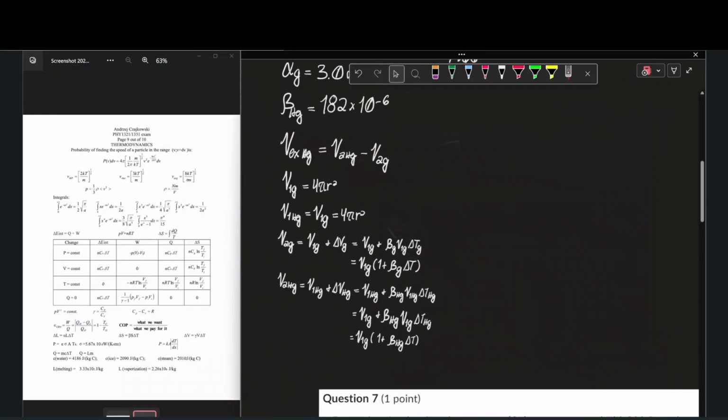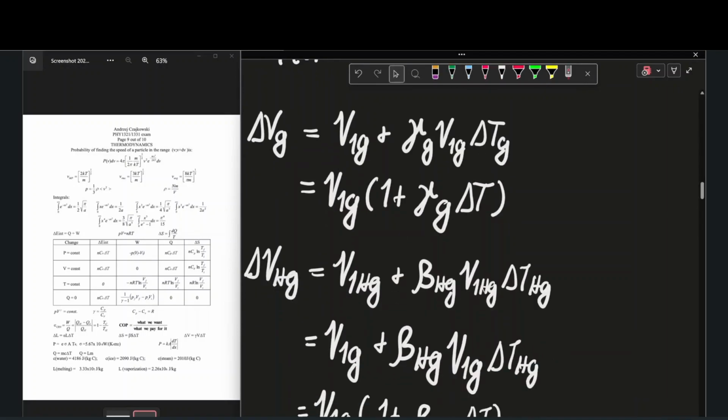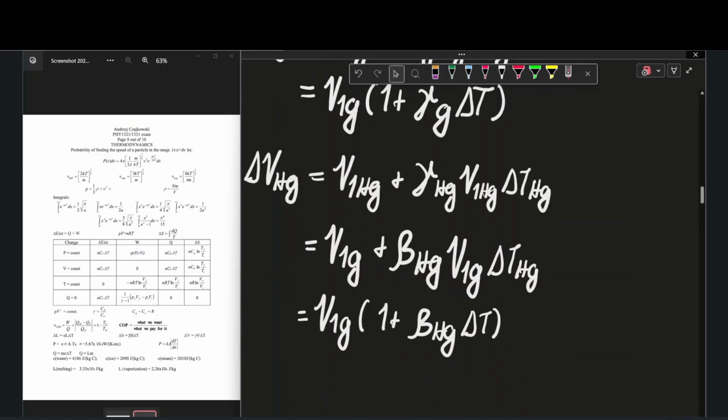Just a correction. We don't use beta. It's gamma, actually. So, of course, when it comes to volume, it's not beta, it's gamma. So we'll rewrite all of these.